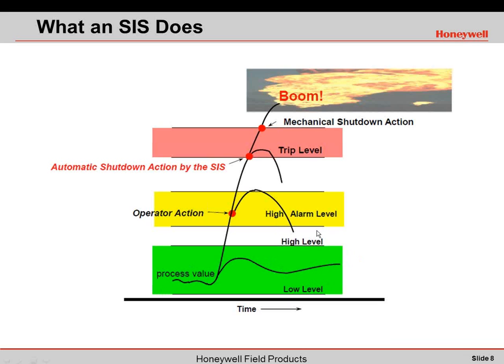We have a normal process operation. And when we get beyond a high level there, we might get a high alarm level as shown on this slide where an operator could take action to make the system safe. If he doesn't do that, at some point the system will automatically shut down by the SIS. And then typically after that, there's also some sort of mechanical shutdown action, maybe a pressure safety valve, something along those lines to prevent this accident from occurring.